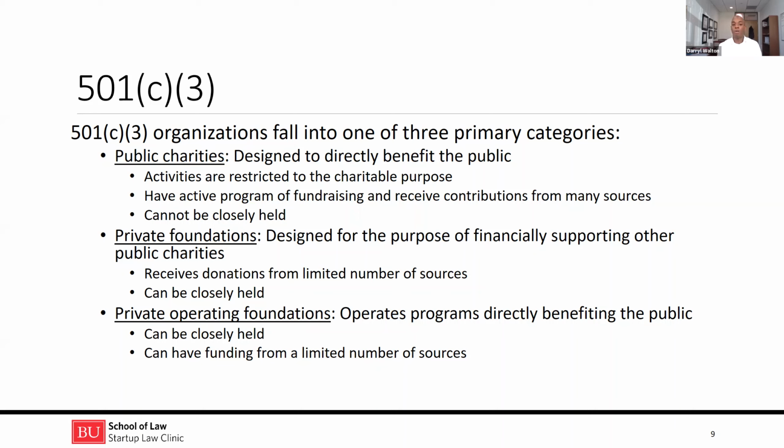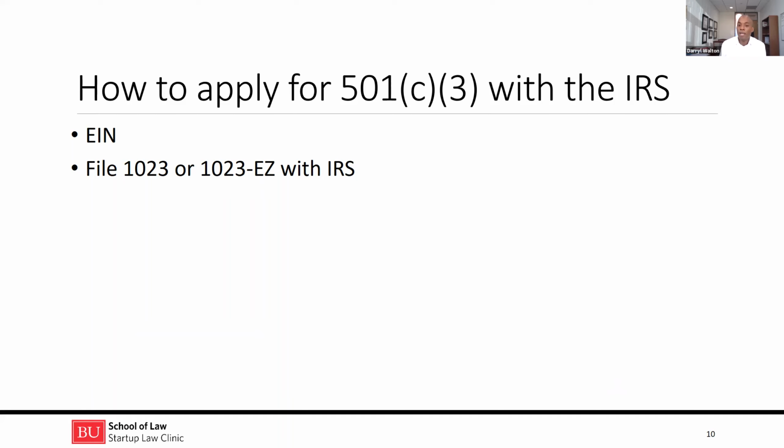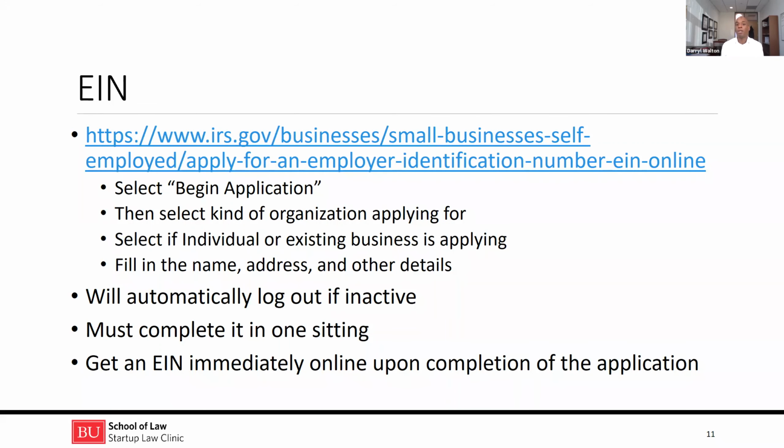So you made the decision, okay, I want to apply to be a 501(c)(3) or public charity, most likely. What do I have to do next? So you file with the Internal Revenue Service, the IRS. Before you file with the IRS, you need to get an EIN, or employer identification number, which essentially is an entity's equivalent to a social security number. So you should file to receive that.